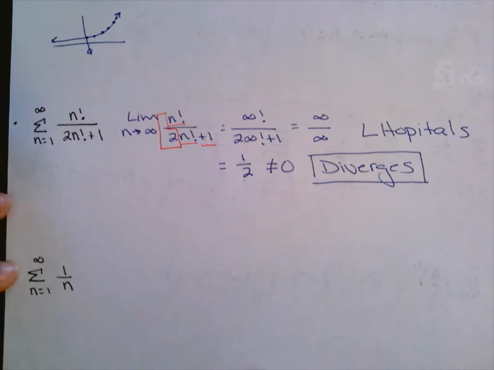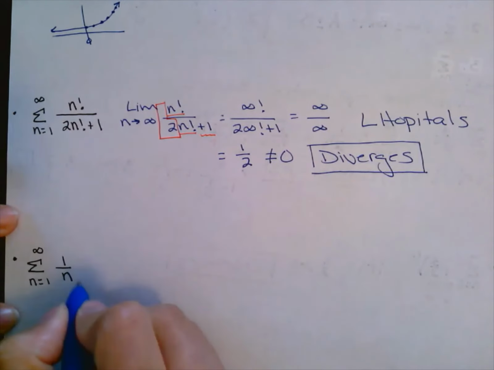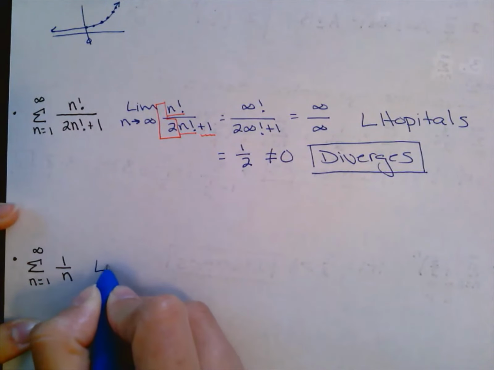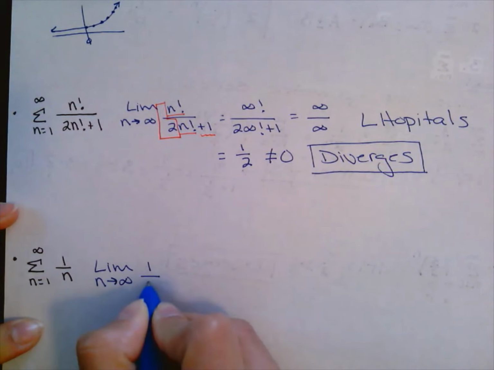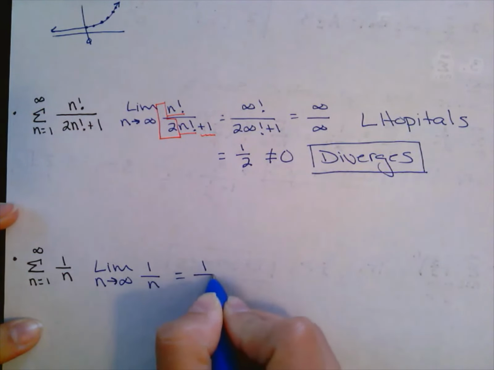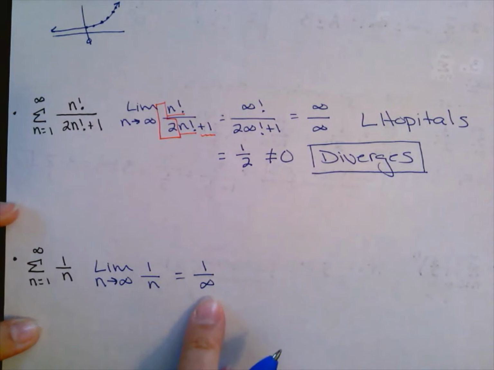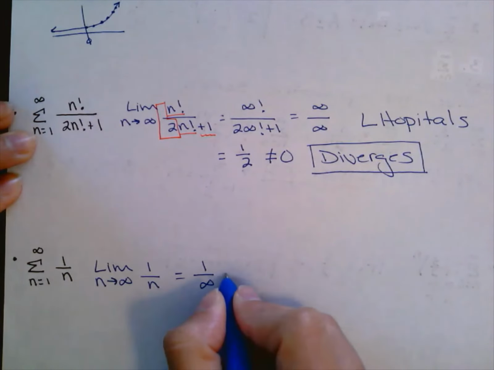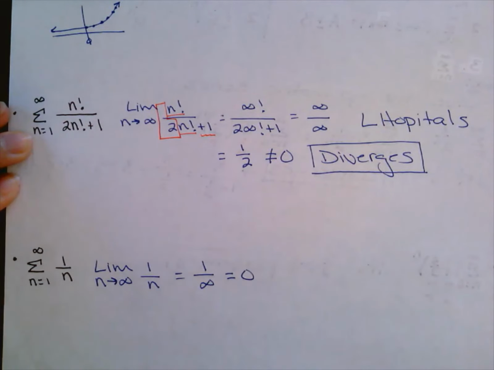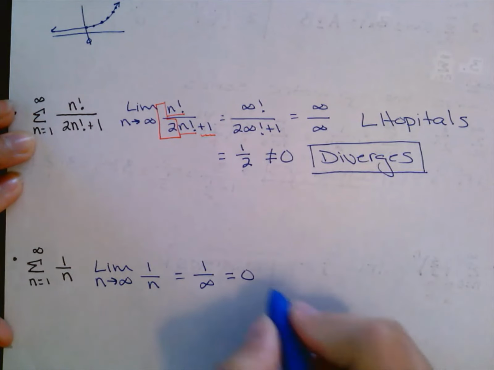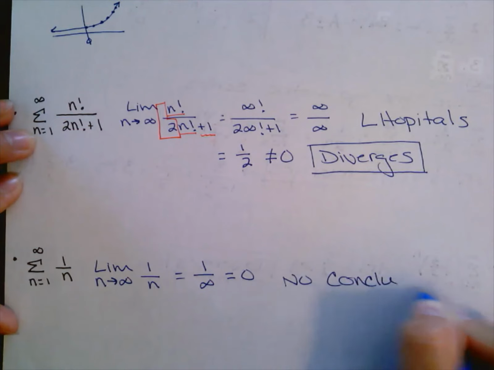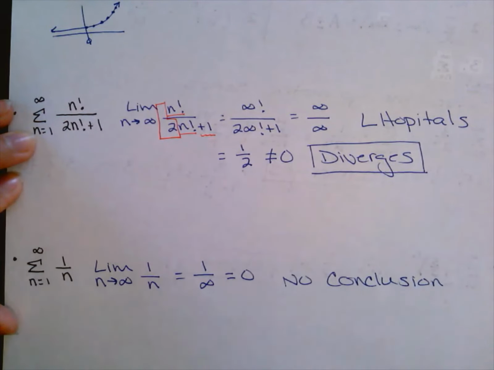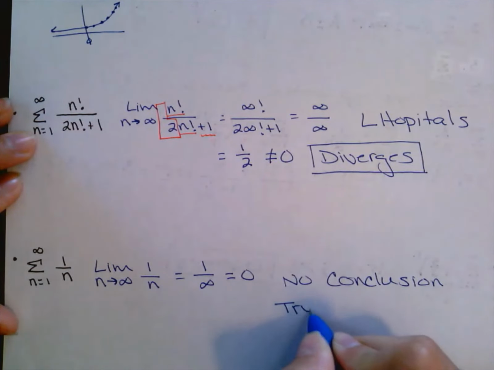All right, and let's look at this last one. First test I'm going to try is the nth term test. Try the limit as n approaches infinity of 1 over n, and I get 1 over infinity. This is a bottom-heavy fraction. Bottom-heavy fractions equal 0. Now, according to my rules, if this equals 0, I cannot say that it converges, right? I could just say that I have no conclusion. And then once I learn the rest of this chapter, I would try another test.